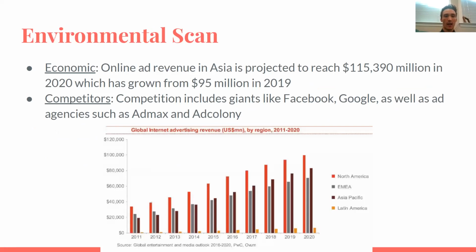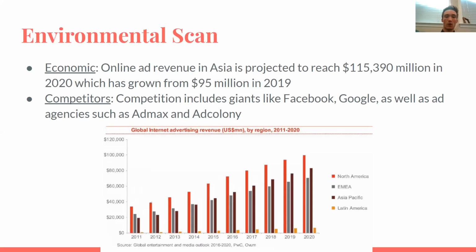Our environmental scan. So economically, we have shown that online ad revenue in Asia is projected to reach about 390 million in 2020, which has grown a lot from 95 million in 2019. So it's something that's been growing every year steadily, as you can see in the graph that I have below. And the Asia Pacific region has always been an emerging marketplace for our product for advertising online. And now in 2020, it's projected to be second besides North America.